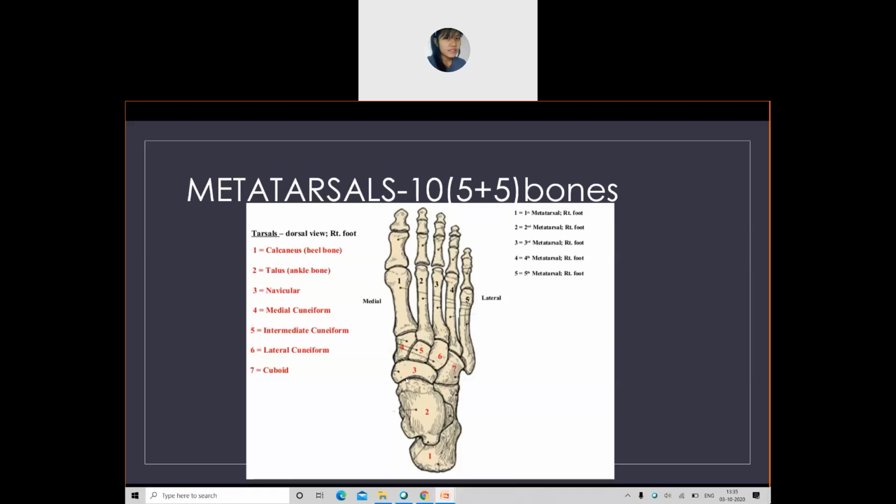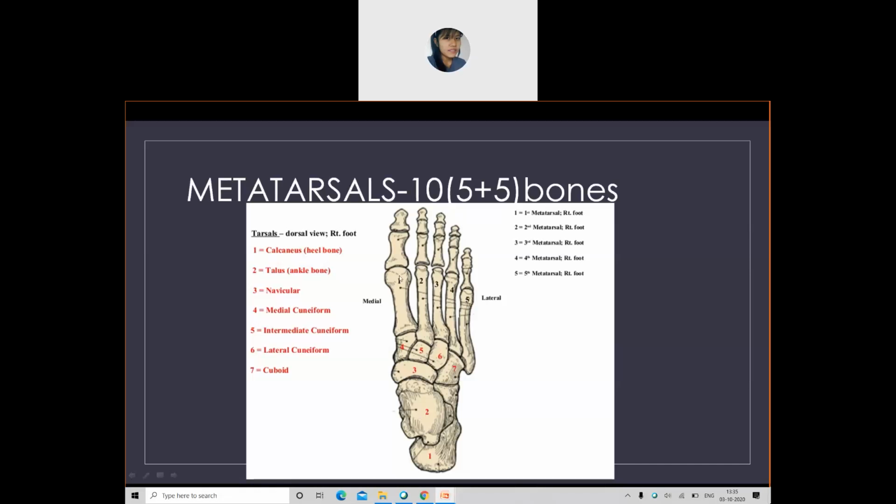Metatarsals. Okay, so these are the metatarsals. 1, 2, 3, 4, 5, 6, 7. So 7 on this side and 7 on the other side. Okay, so total... Oh, sorry, I was talking about metatarsals.